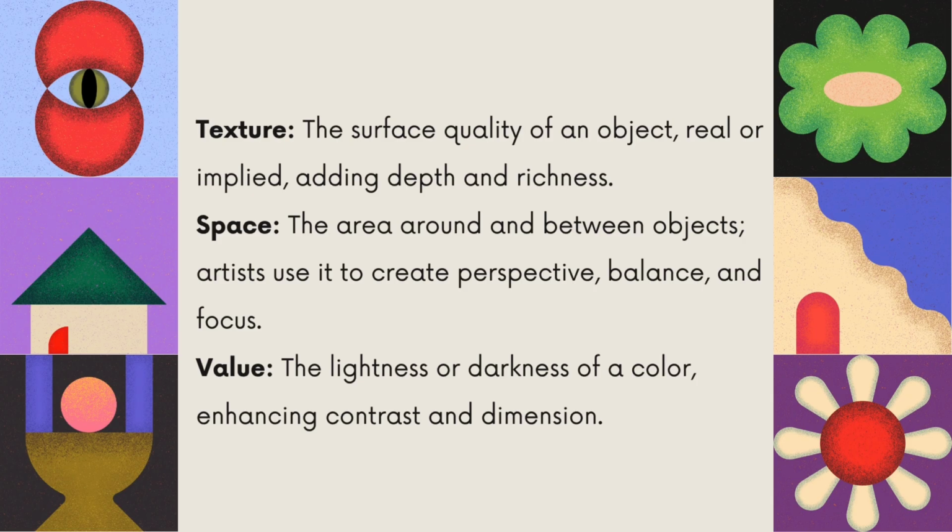Okay, those are the 6 elements in visual arts. What are those? First is line. Second, shape and form. Third, color. And next is texture, space, and value.